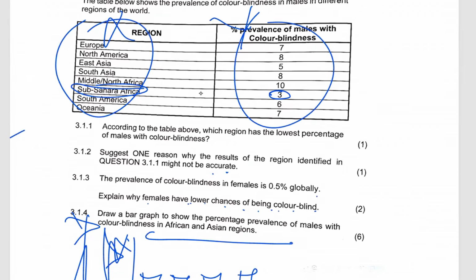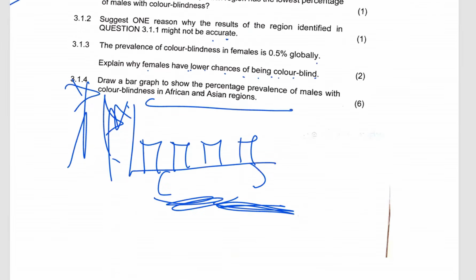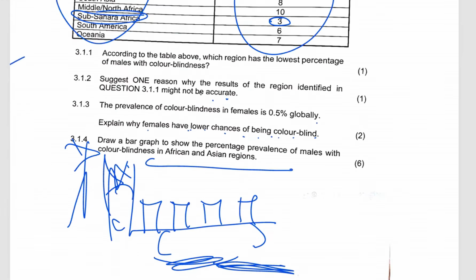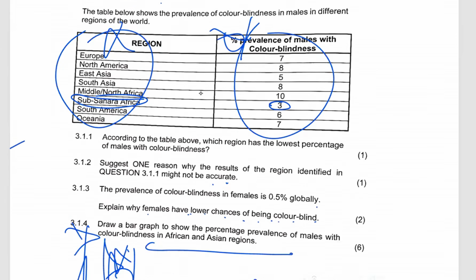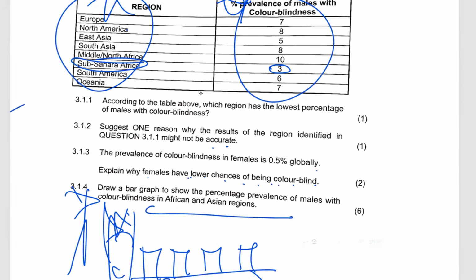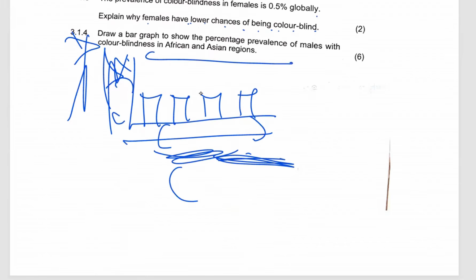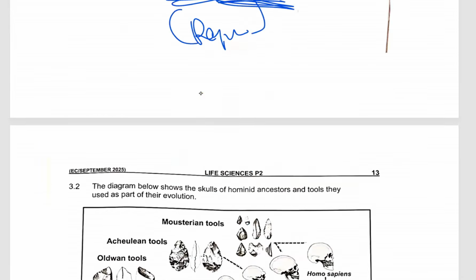Then you put the caption, make sure you put it properly. Make sure you put units if the units are there. In this case, the unit is percentage, so the percentage must be there. These are countries, so you can put a region in brackets. And make sure the spaces between the bars are the same. Then you'll be able to obtain all the 6 marks they have given you.